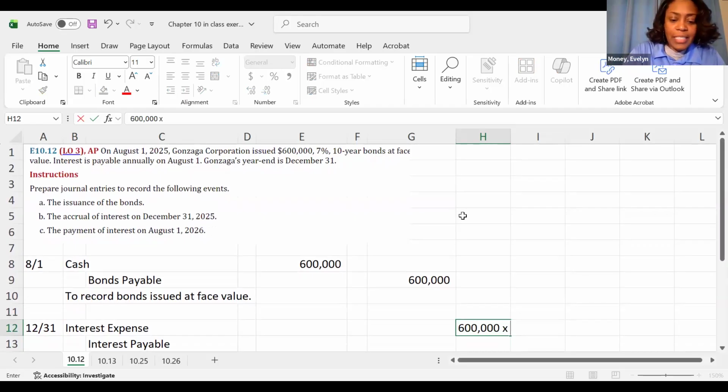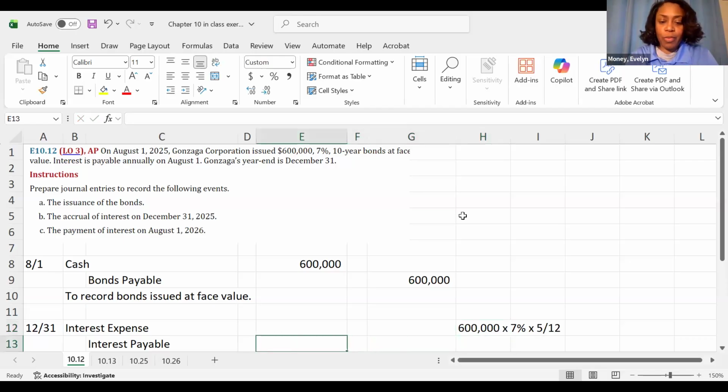And we're going to multiply that by 7%. And then we are going to multiply that by the fraction of the year. Now, I have to count how many months there are from August through December 31. In my other problems, they made it easy. It was at the beginning of the year, and then the accounting period ended at the end of the year. This time, I got to count. So I got to go August, September, October, November, December. I'm looking at 5 months. So I'm going to multiply that by 5/12.